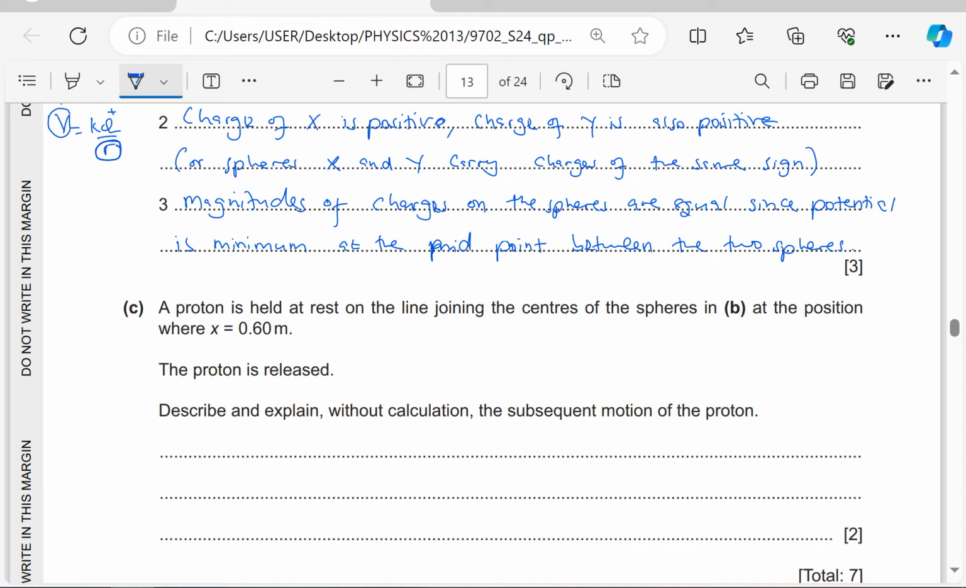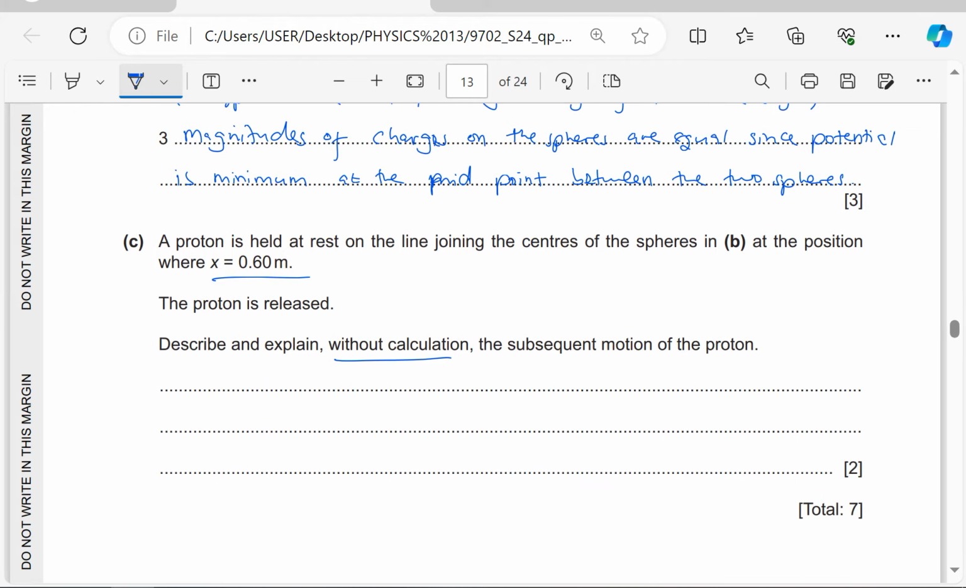A proton is held at rest on the line joining the centers of the spheres in B at the position where x is 0.6 meters. That's at the midpoint. Describe and explain without calculation the subsequent motion of the proton. They said without calculation. So potential is minimum at the midpoint.